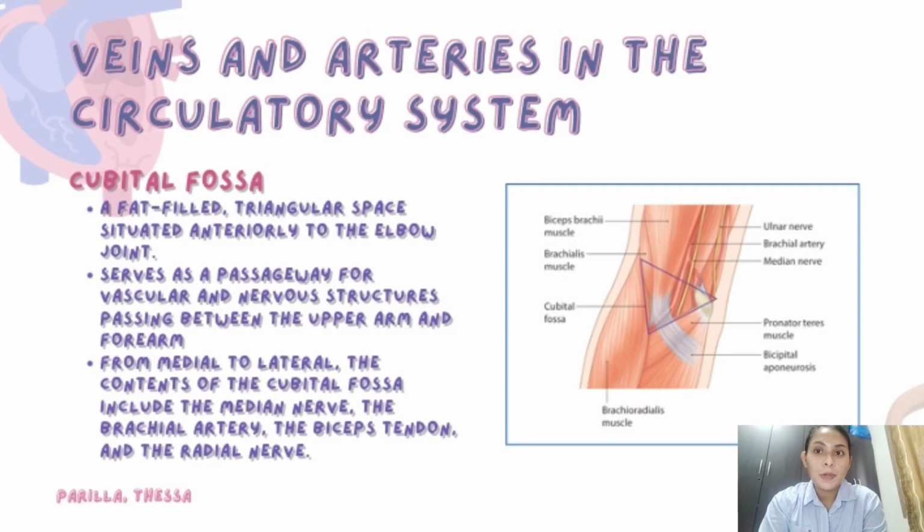Hi, my name is Tessa Perilia, and I'm the last reporter, and we'll be discussing the arteries and veins in the circulatory system. As we all know, arteries carry blood away from the heart, while veins carry blood towards the heart. Arteries usually carry oxygenated blood, while veins usually carry deoxygenated blood.